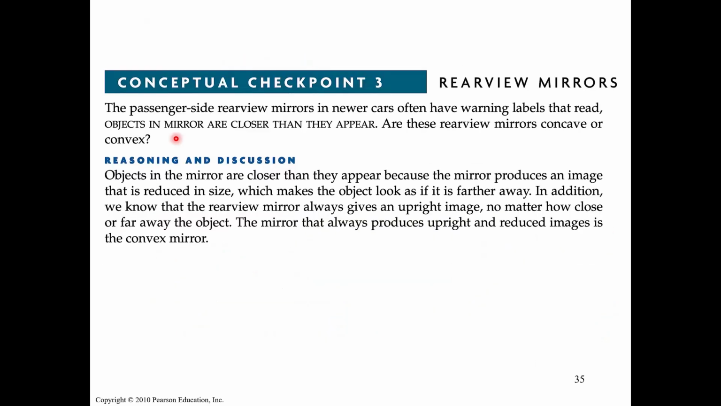Okay, so here we have a problem. Passenger side rear view mirrors in new cars often have the warning label that reads, objects in mirror are closer than they appear. Are those rear view mirrors concave or convex? The first thing we notice is that if we're in a car and we look at the rear view mirrors, all the images inside are upright images, right?